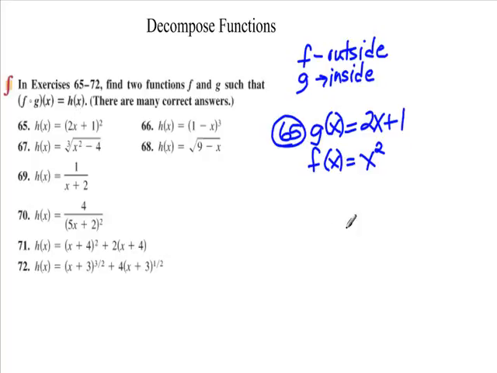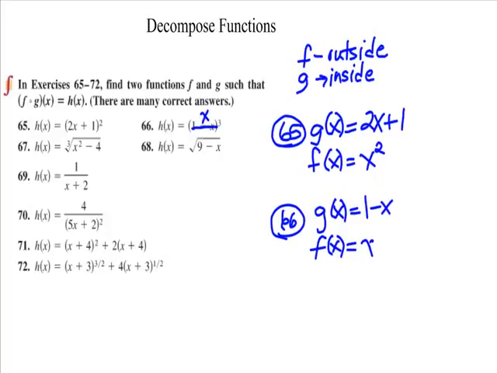Let's try another one. Let's say number 66. h of x is equal to (1 minus x) cubed. So again, identify our inner function first, which is what? Yeah, it's 1 minus x. Our outside function is, what is that being plugged into? So take away that 1 minus x, put the x for the replacement, and you'll find that that is x cubed. Okay?